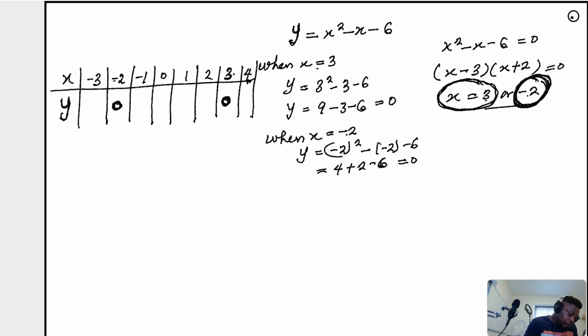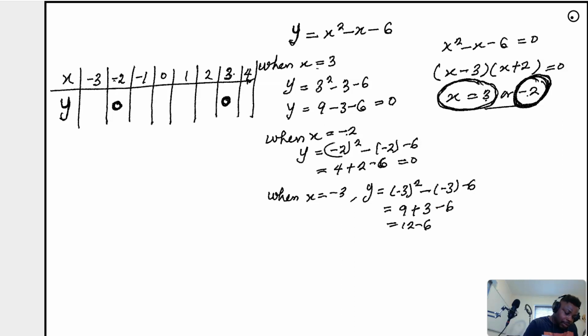So let's try to fill up all these other values. When x is equal to -3, y is equal to -3 squared minus -3 minus 6. So this is 9 plus 3 minus 6. So this is 12 minus 6, which is 6. So y is 6 when x is -3.